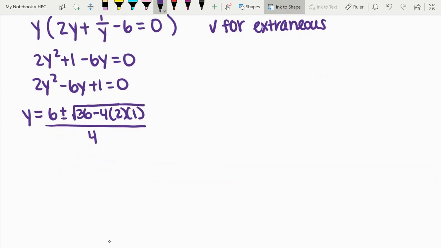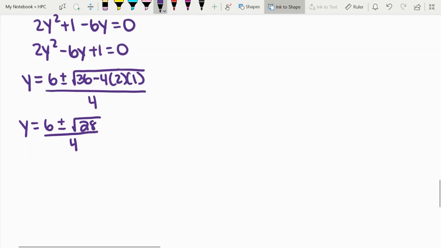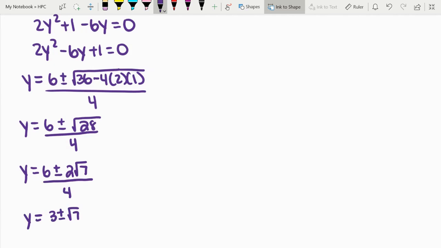If we simplify that, we get y is equal to 6 plus or minus the square root of 28 divided by 4. Simplify that a little bit further. We have y is equal to 6 plus or minus the square root of 4 and the square root of 7. So that will just give me 2 square root 7 all over 4. So then last, y is equal to 3 plus or minus the square root of 7 over 2. Okay, but now we still have to substitute back in.